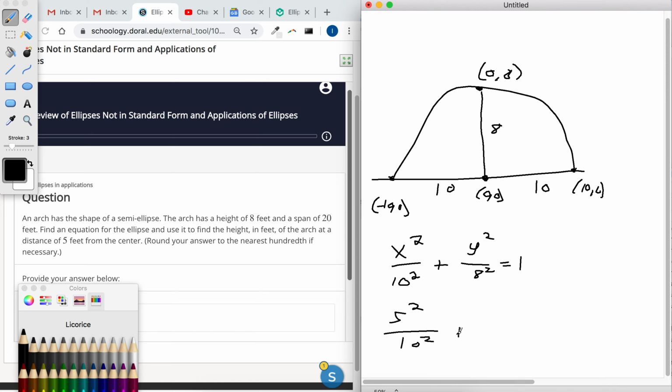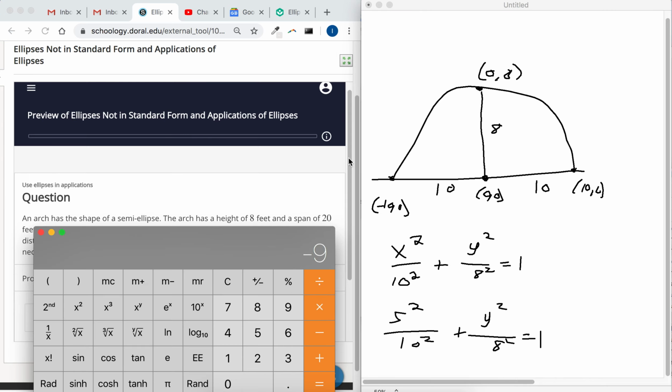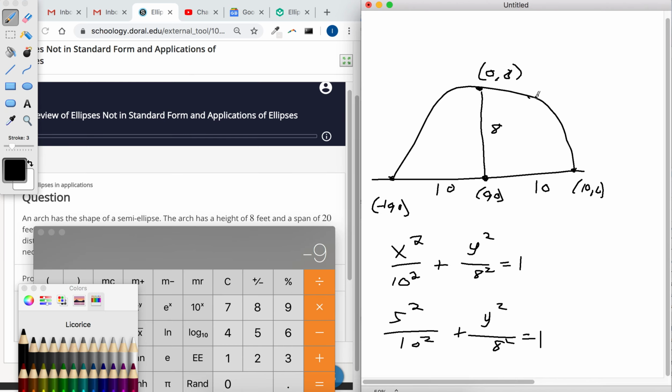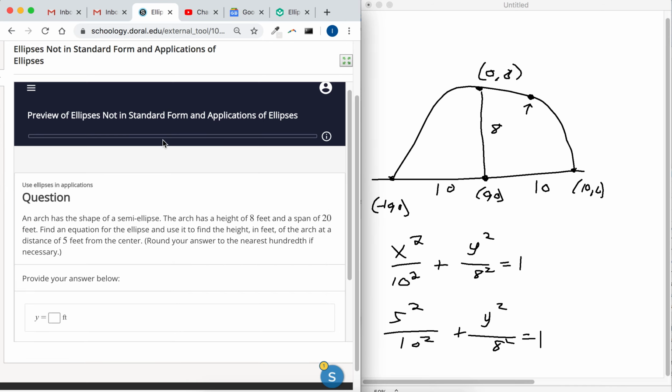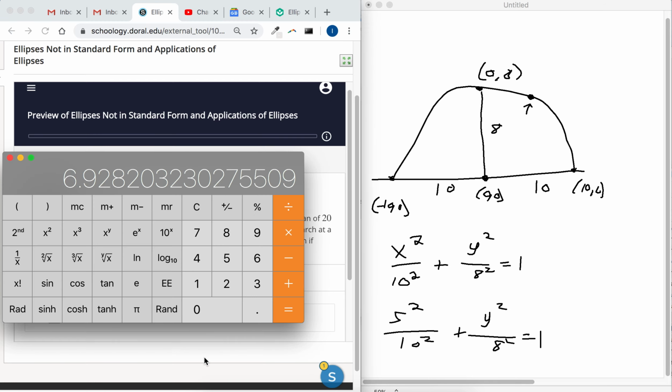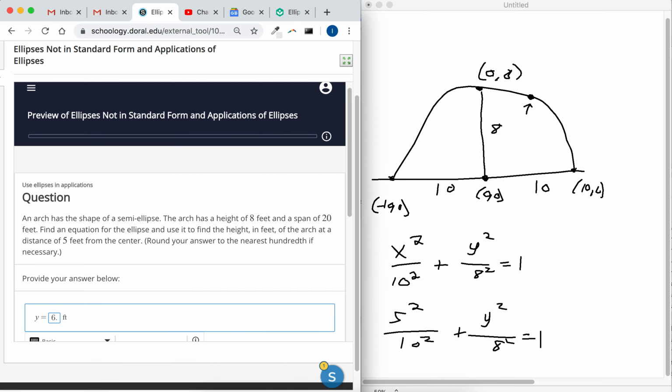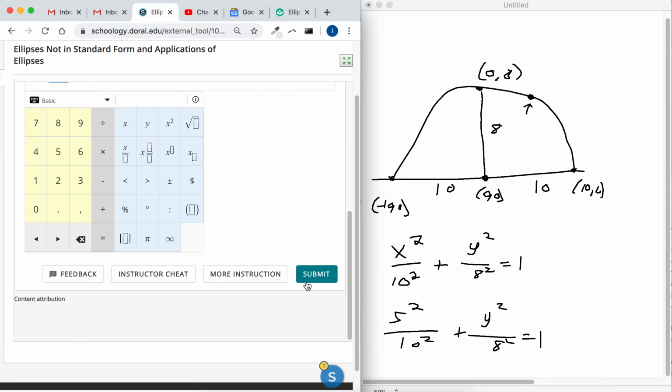So you just have to plug in 5 for x. And that will tell you, like, here's probably where 5 is in my poorly drawn ellipse. That will tell us the y, the height. Okay, so we got 25 divided by 100. If you take that away from 1, and then multiply it by 64, kind of going through that part fast, but to the hundredths place, so 6.93. That's the height of that ellipse.